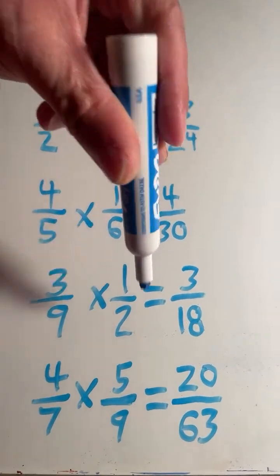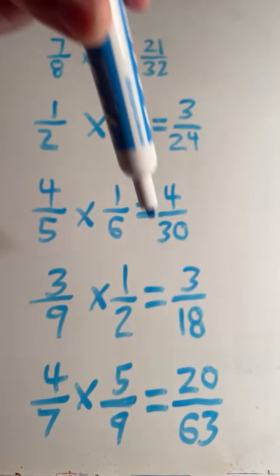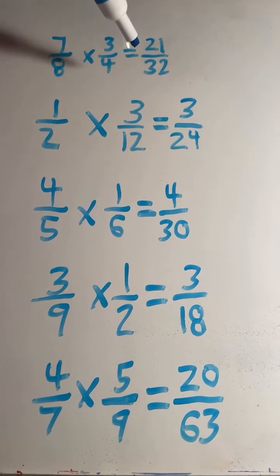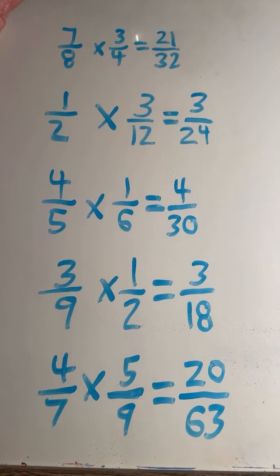Eeny, meeny, miny, mo. Catch a fraction by the toe. That was corny. I'm sorry. I don't know why I just started doing that. Let me just pick one.